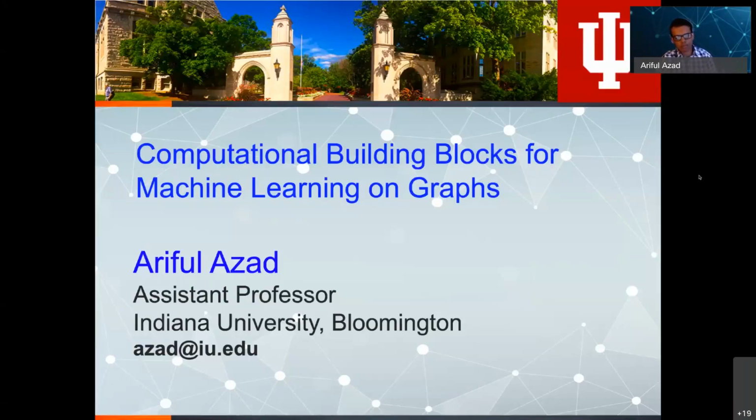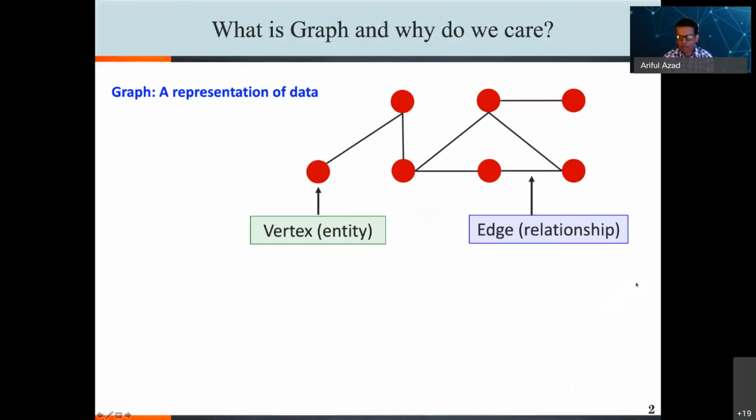So this talk is about computational building blocks for machine learning on graphs. So I think most of us should know what a graph is, but let me define it first. A graph is a representation of data. So any relational data, for example, if you represent relationships between entities, that can be concisely modeled as a graph.